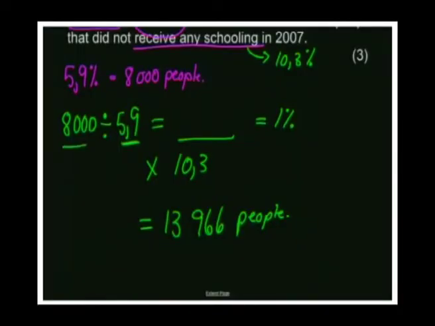Let's just quickly do a little bit of a logic check. If 5.9% was 8,000 people, and we are increasing to go up to 10.3%, we need not quite double, just a little bit less than double. And what is double of 8,000? It's 16,000, and we've gotten 13,966, which is 14,000. I think we've done a good job, and we've definitely got the correct answer. Let's move on to the next question.